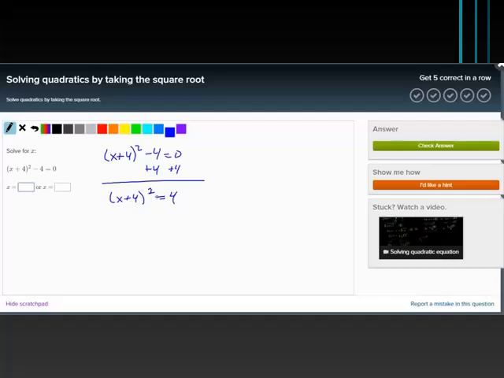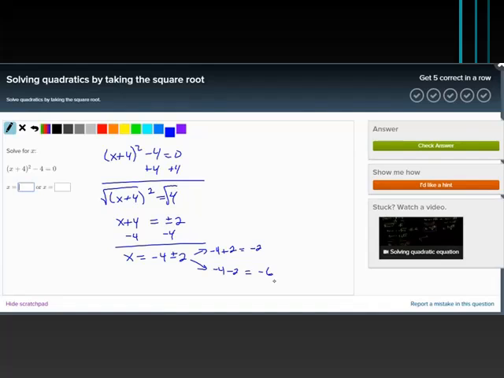Now, since the squared part is by itself, I can take the square root of both sides. On this side, the square and the square root cancel each other out, and I'm left with x + 4. On this side, the square root of 4 is plus or minus 2. Now I'm going to move the negative 4 over to this side, so I get x = −4 ± 2. I now have to do both these parts. Negative 4 plus 2 is negative 2, and negative 4 minus 2 is negative 6. Those are the two answers that I'm going to use.